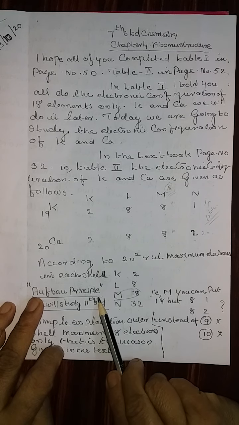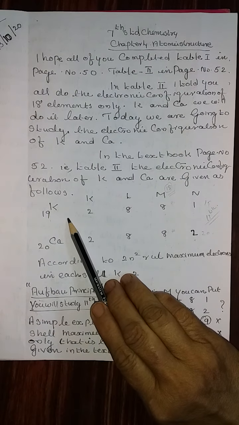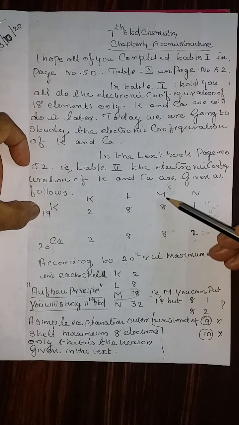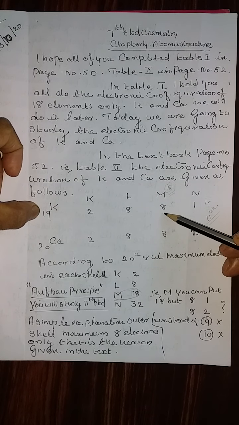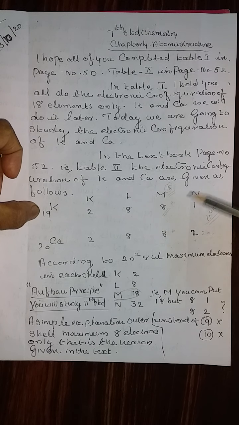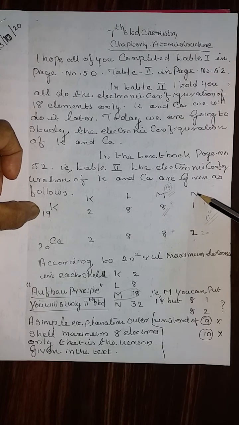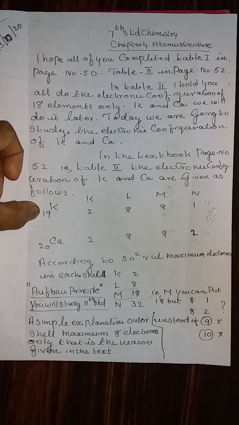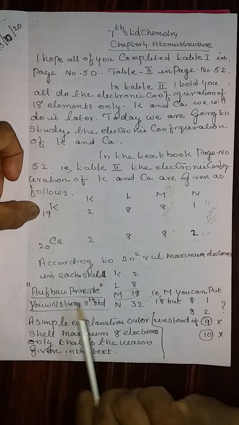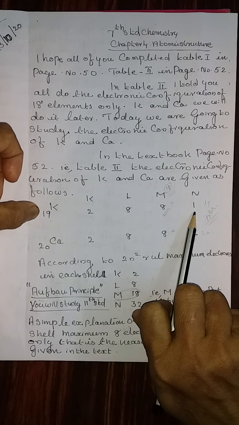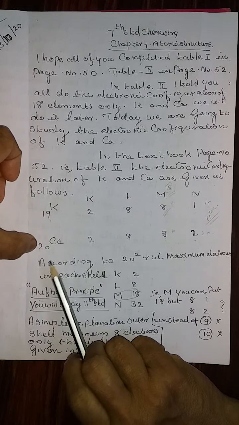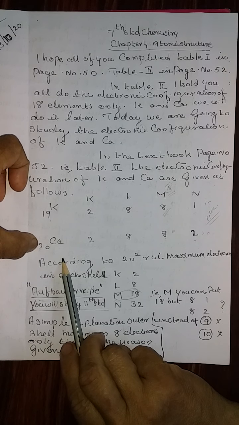According to the Aufbau principle, for potassium, the maximum electrons you can put in the M shell is only 8. Therefore, the balance is put in the N shell. That is the answer. You learn like that. And when you come to the higher classes and learn this Aufbau principle, you will clearly understand why this 1 electron is here.